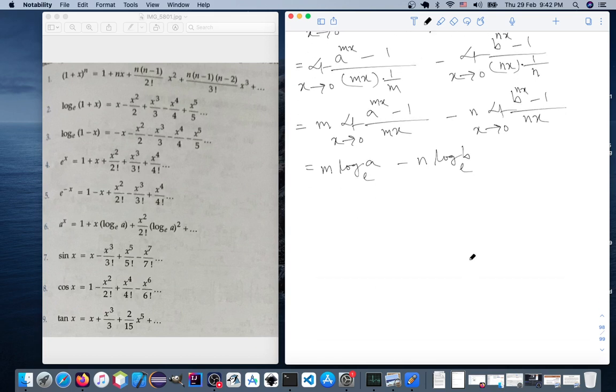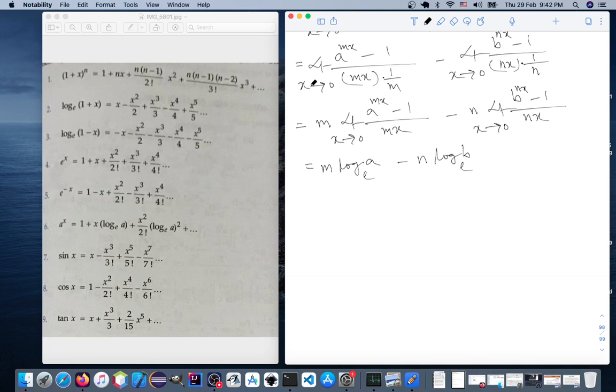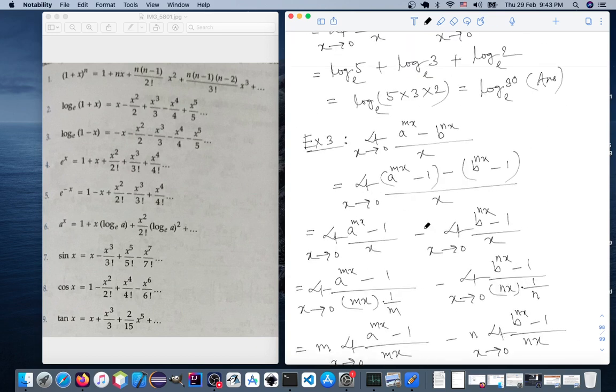If we do a little bit of simplification, we write it as log of a to the power m and b to the power n, simplified to give a compact single term. This becomes log of a to the power m by b to the power n. So this is the answer. Okay, so let's see the next problem.